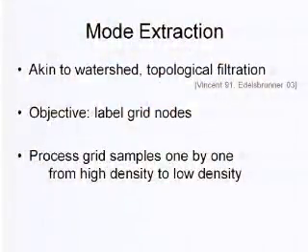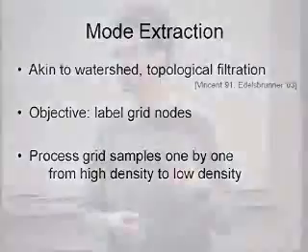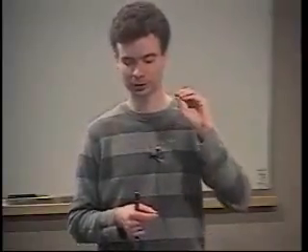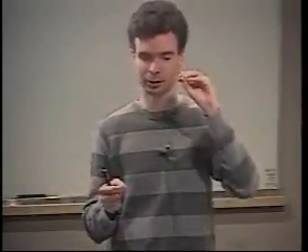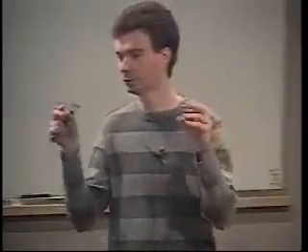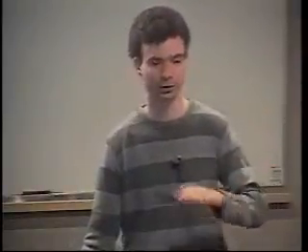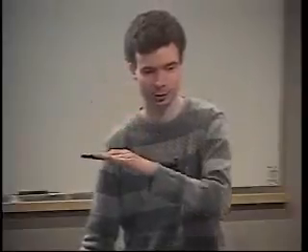Then we extract the modes, and that's very similar to existing algorithms such as watershed, or in topology, it's named filtration. The objective of this step is to put a label at each grid node. We have this grid in feature space, and we want to put a label that says this is mode 1, mode 2, mode 3, and be able to label each node of the grid. And the way it works, we go from top to down, the very same way I've shown you this plane going top to down before.